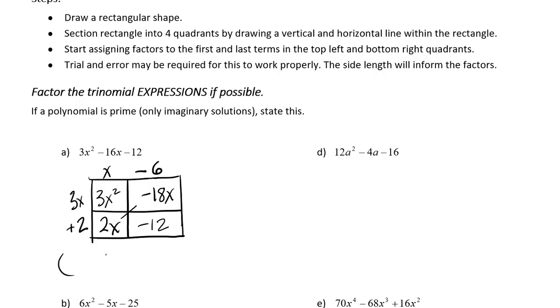So our factors are, looking across, x minus 6, and looking down, 3x plus 2. So this is the process for finding the factors using an area model. You are free to try working on this further on your own, but in the interest of time, I'm going to move on to the next video.